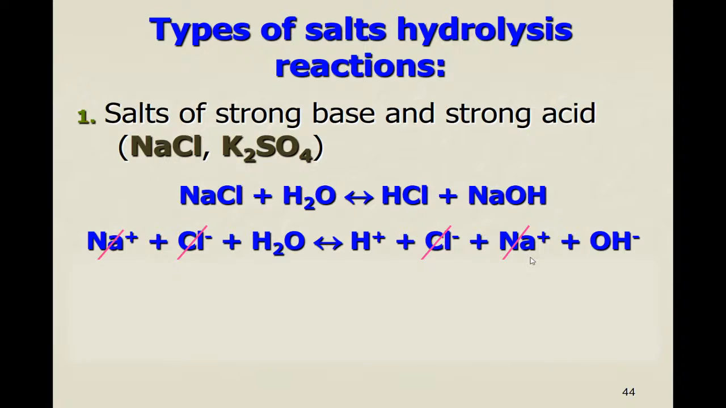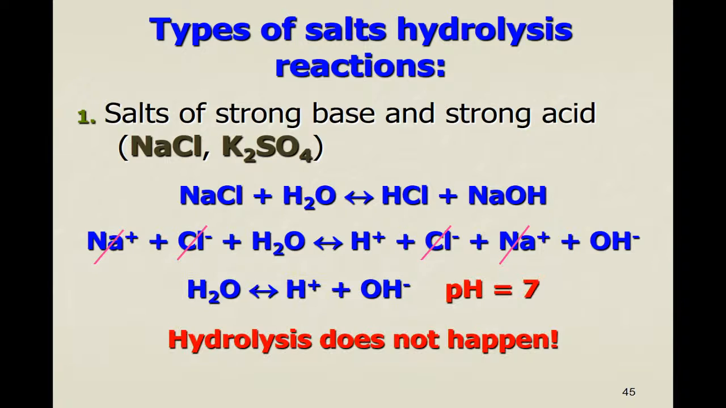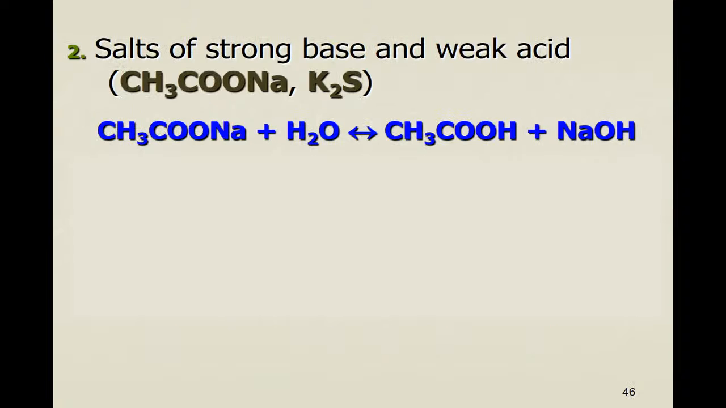If we cancel the same ions on the left and right side, which do not take part in the chemical reaction because nothing new is formed, we will see that only self-ionization of water happens. pH is neutral. Hydrolysis does not happen. There is no hydrolysis reaction, just formation of hydrates. That's it. So no change in pH. If we combine strong with weak, or weak with weak, the hydrolysis happens with a change of pH.